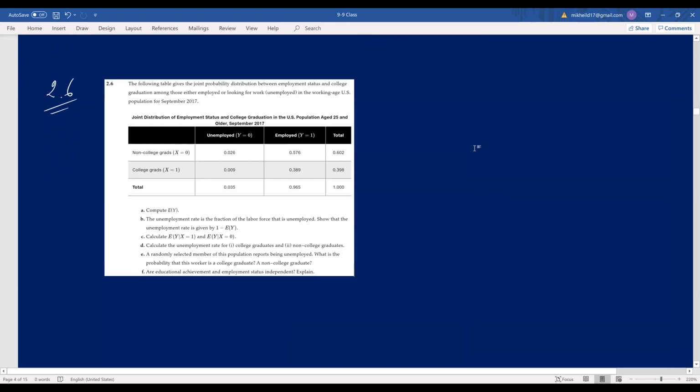Okay, now let's solve this. So we have a probability distribution for random variable X and random variable Y. Both are Bernoulli type, since they have only two possible outcomes. Let's calculate the expectation of Y. This will be 0, which is the first possible outcome of Y, times the probability that Y equals 0, which is 0.035, plus 1 times, this is the second possible outcome of Y, by the probability that Y equals 1.